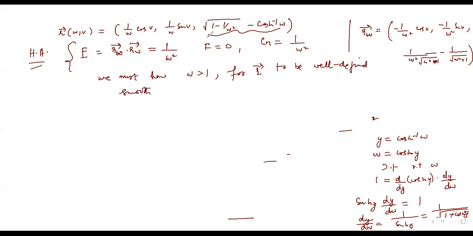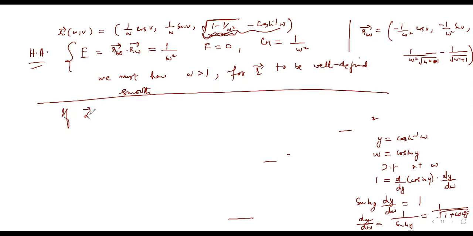Because otherwise this becomes undefined here. If w is less than 1, then 1 by w square would be greater than 1, so this would be the square root of a negative thing. It has to be a real number because our surface lives in R3. So therefore w must be greater than 1. Okay, so now after reparameterizing, we can apply our geodesic equations.